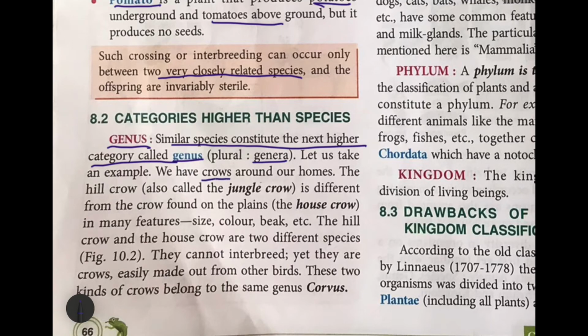We have crows around our homes. I'm sure all of you have seen crows. The hill crow, that is the crow that we find in the hill, which is also known as the jungle crow, is different from the crow that is found in the plains. That is known as the house crow. Like size, color, beak, they are all different. The hill crow and the house crow are two different species. They are not the same species. They cannot interbreed, yet they are crows, easily made out from other birds. These two kinds of crows belong to the same genus, which is known as Corvus.